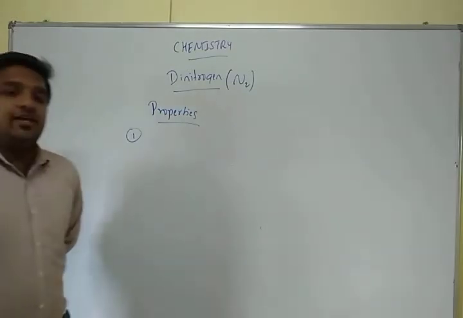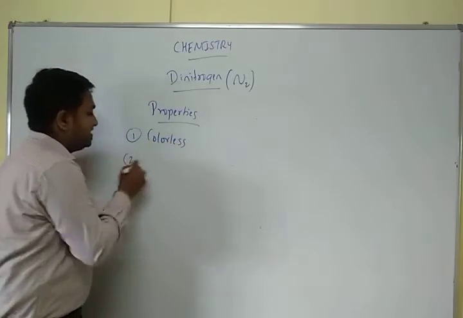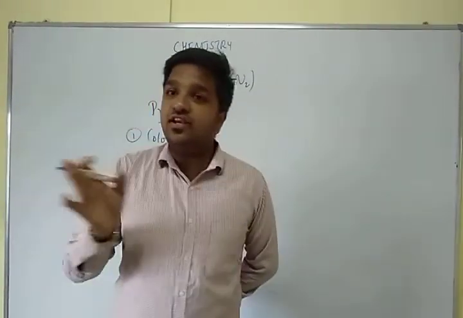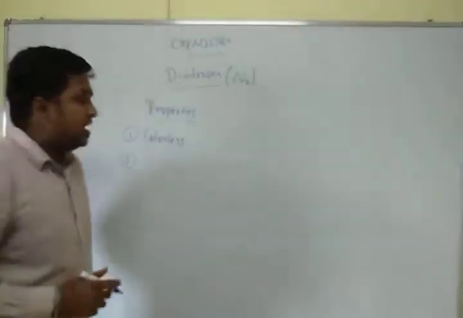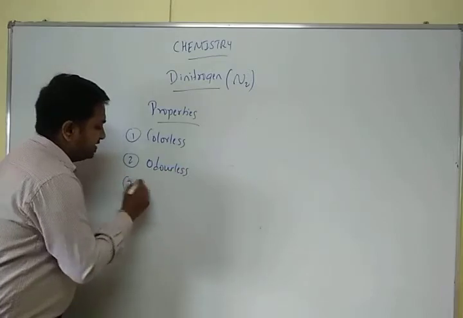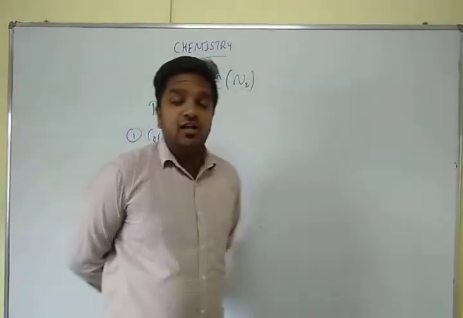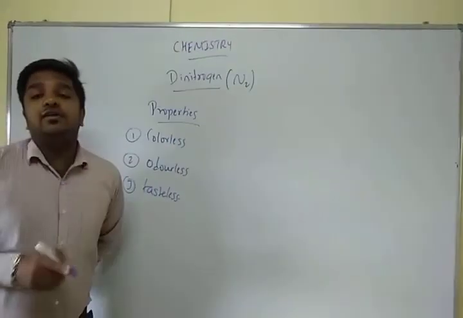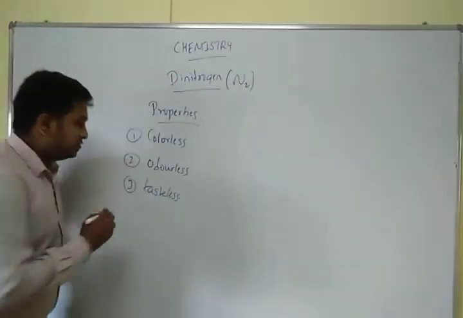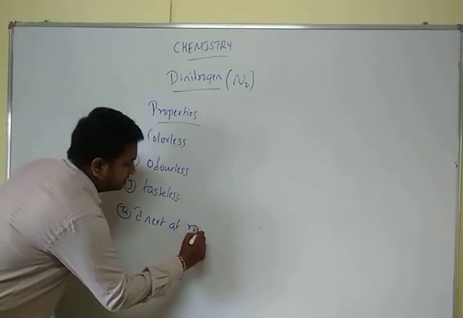The first property of dinitrogen is that it is colorless. Clear? So you cannot see the gases, right? You cannot see the atmospheric air, clear? But you can just feel it. So dinitrogen is colorless and it is odorless. It is tasteless also. Clear? But the main important characteristic or property of dinitrogen is that dinitrogen is inert at room temperature.